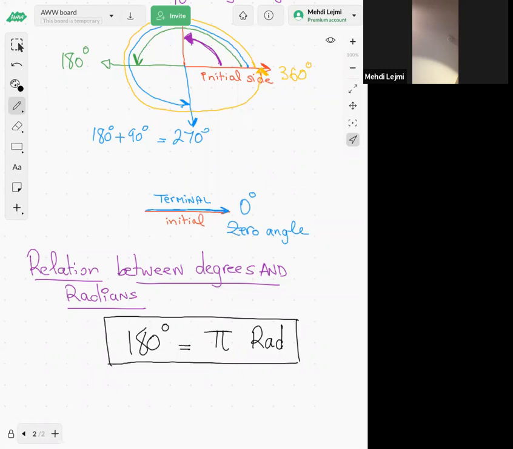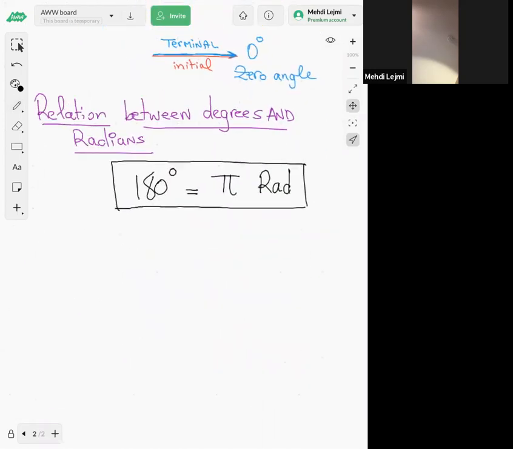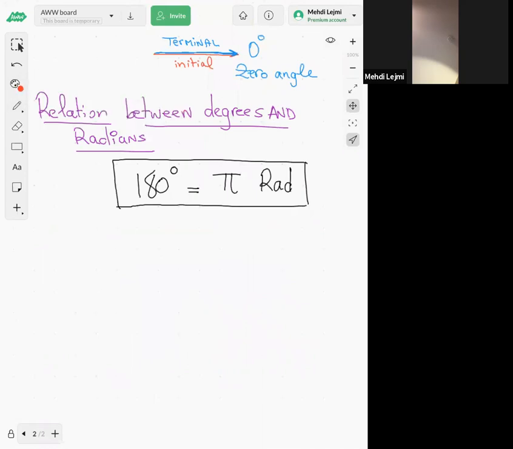Okay. Pi is a very special number. You know, it's actually equal, I think, to 3.1415, etc. Yes, Glenn, absolutely. But pi is a very special number. And so this is 180. So here we are using degrees, right? And here we are using radians.